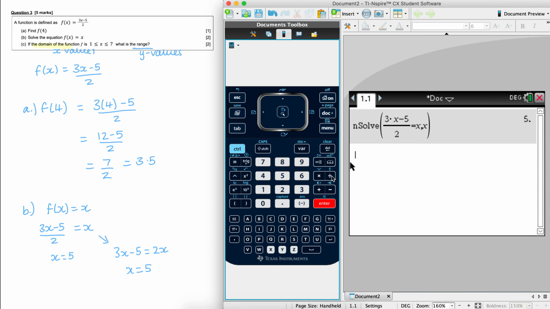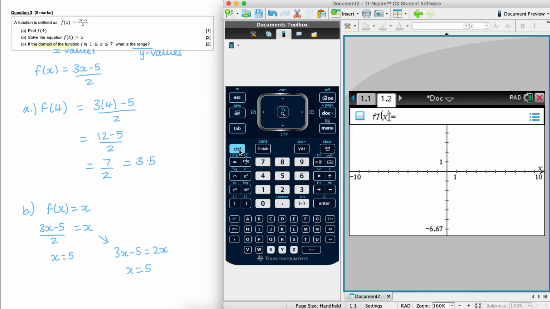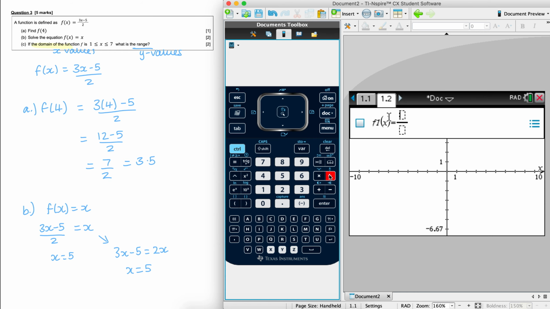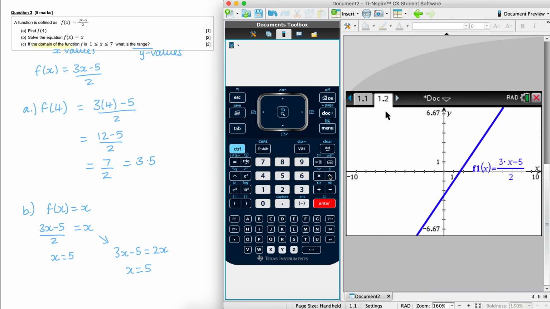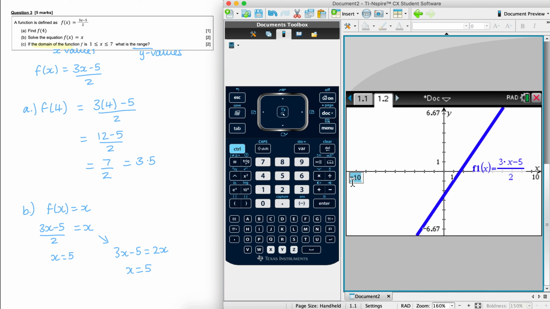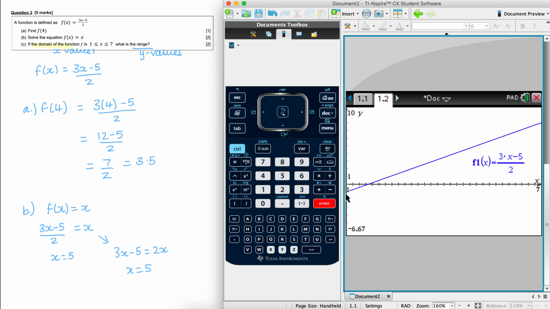So the easiest way to do this is going to be to graph it. So if I graph my function, the function is 3x minus 5 divided by 2. So this is what the function looks like. And the domain is between 1, so let's change this to be 1, and 7. Okay, and we can see there that the lowest value is 1 and the highest value is going to be the 7. And actually this needs to go a little bit higher here. There we go. So the lowest value is 1, the highest value is 7.